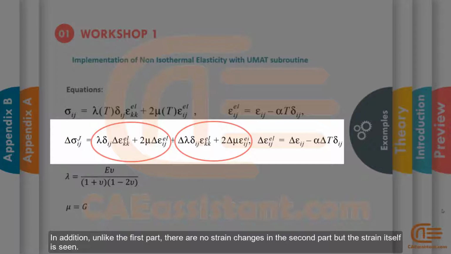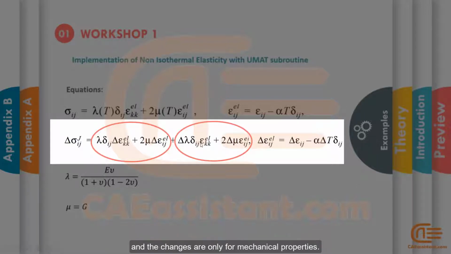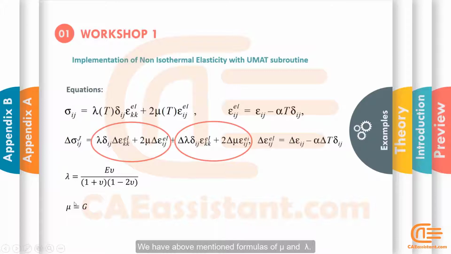In addition, unlike the first part, there are no strain changes in the second part, but the strain itself is seen, and the changes are only for mechanical properties. We have the above mentioned formulas for mu and lambda.